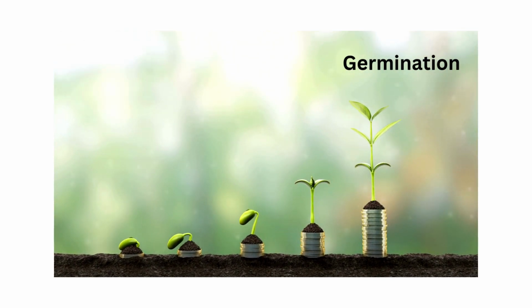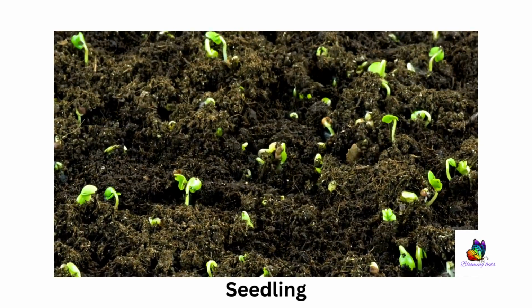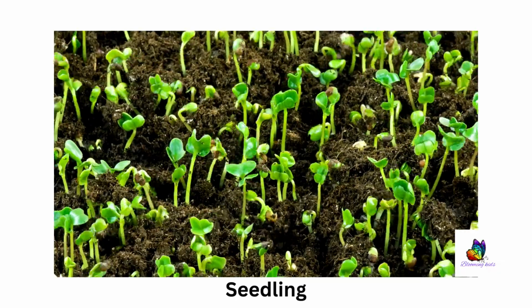Seedling. Next, the seedling grows its first leaves and begins to make its own food using sunlight. This is called photosynthesis.